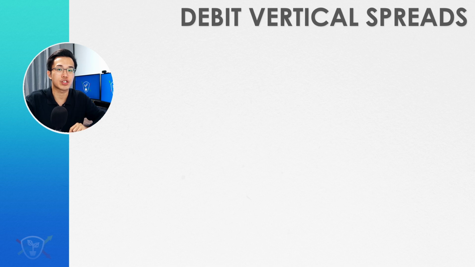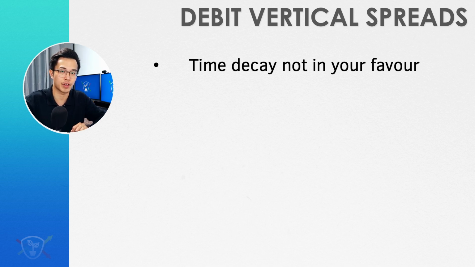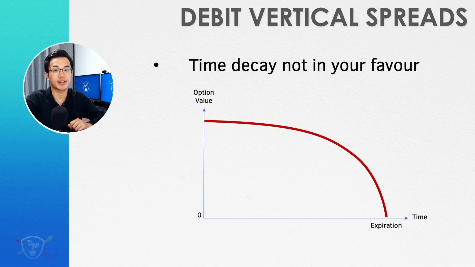The first consideration is that when we trade debit vertical spreads, time decay is not in our favor. In fact, time decay is going to work against us. So if you're going to trade debit vertical spreads, make sure that you have enough time to expiration, at least 3 to 4 months of life in the option. And bear in mind that the closer and closer the option contracts get to their expiration date, the time decay is really going to start accelerating, and the option contracts are going to lose value really quickly. So this is something that we need to pay very close attention to.